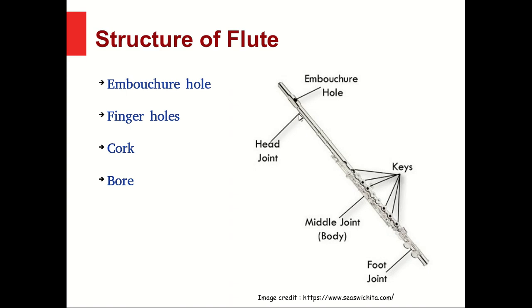In this head joint, apart from this embouchure hole, there is something we call a cork. This is just like the rubber stopper that you have seen in your chemistry lab at the opening of some acid bottle. So it is just like a reflector plate. It is present in this head joint along with the embouchure hole, on the opposite side from the middle joint of the flute.